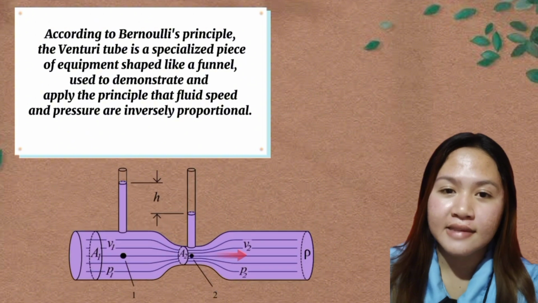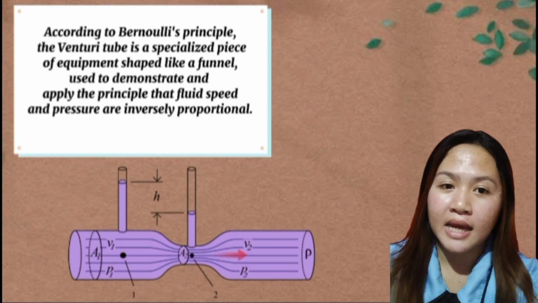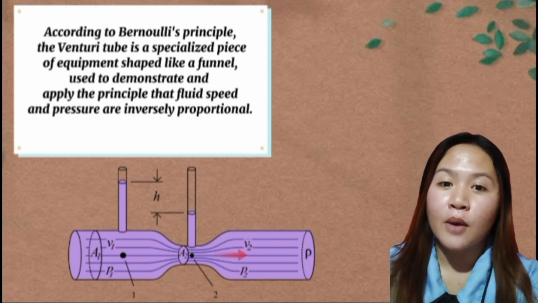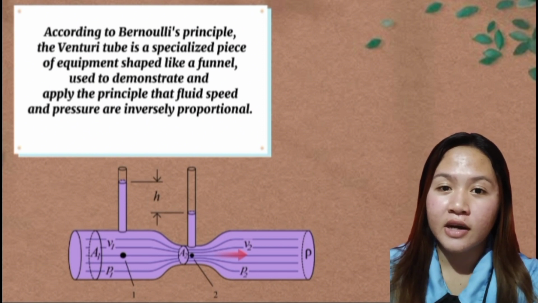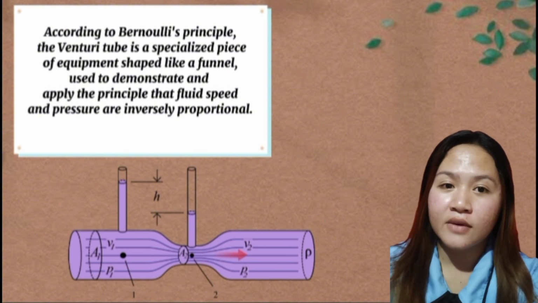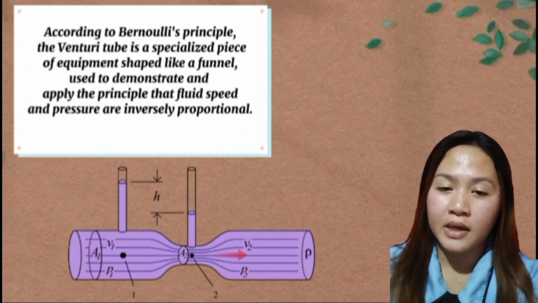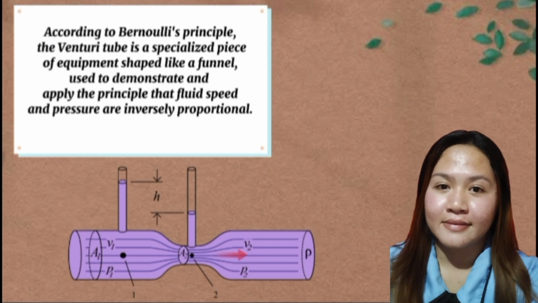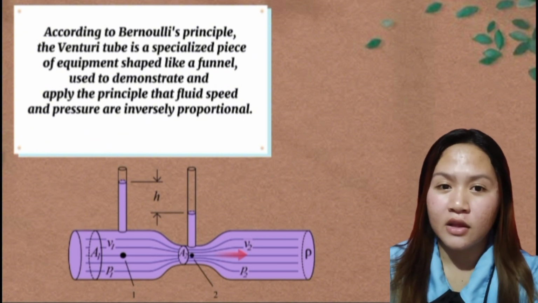So I have here an example. The tube has a wide inlet where the fluid enters at a relatively low speed and high pressure, while in the middle it is a narrow throat where the cross-sectional area of the tube is significantly reduced. As the fluid enters the throat, it is forced to speed up due to the smaller space. So according to Bernoulli's principle, this increase in speed causes a decrease in pressure at the throat.